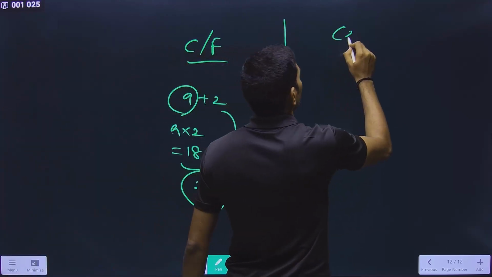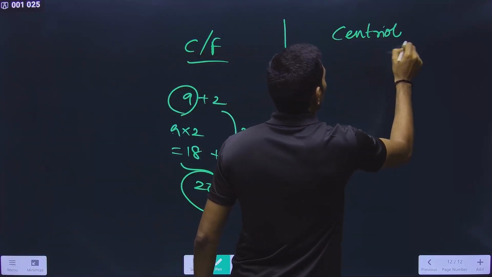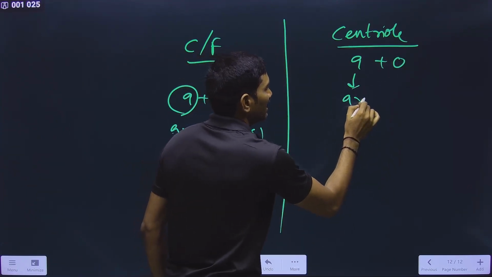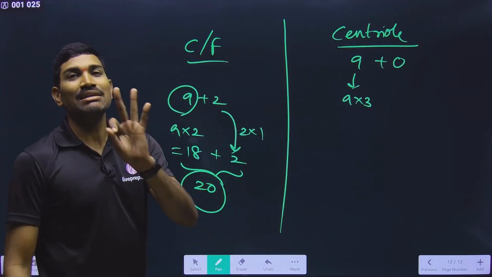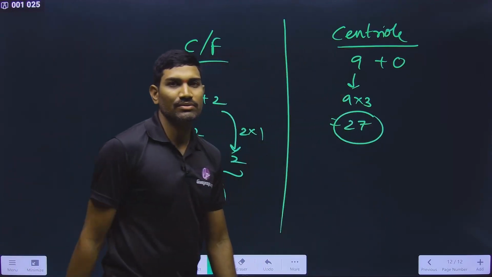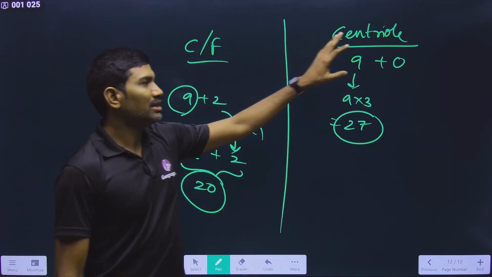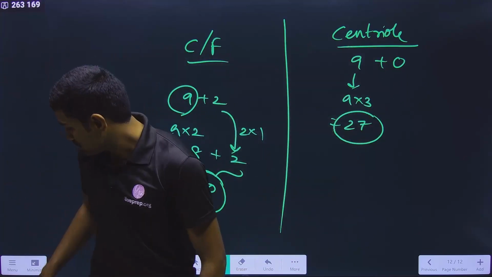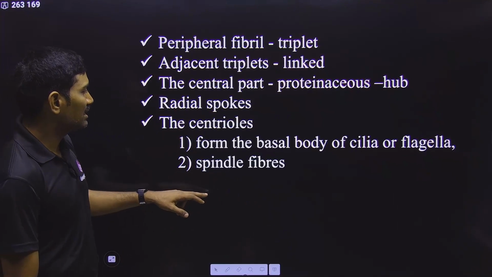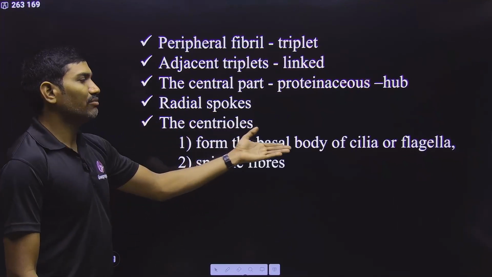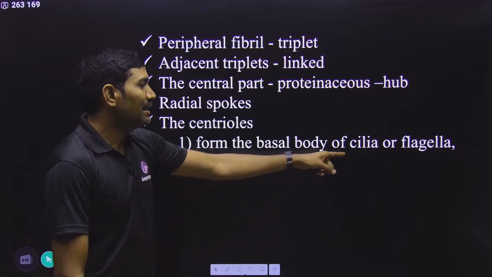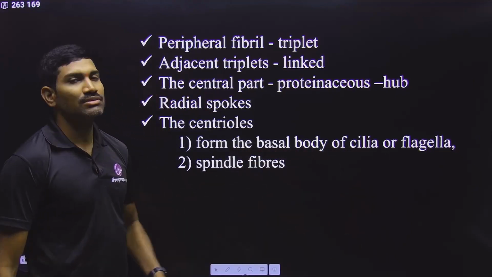But for the centriole, 9 plus 0, anyhow it is 0. These 9 are again each having 3 microtubules. So that's why you will observe 27 microtubules. Radial spokes, here also 9, here also 9. So compare and observe it so that it will be easy for you. These are the information that they have given. Centrioles form the basal body of cilia and flagella, so the basal body is also having a 9 plus 0 arrangement. And next one, spindle fibers.